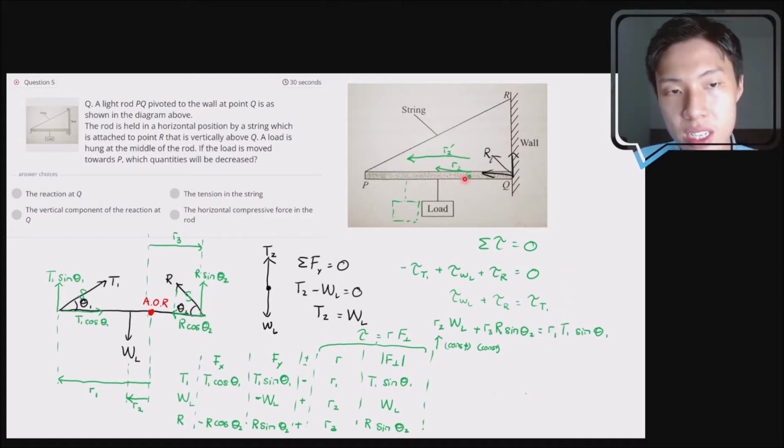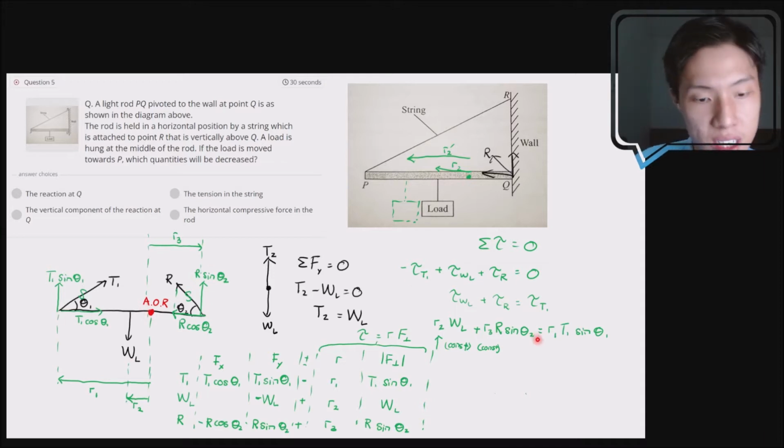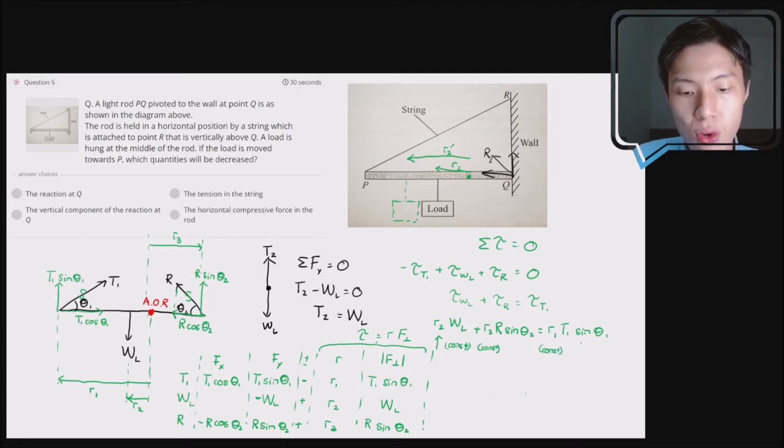R1 here is the distance from the axis of rotation to T1. That one is fixed. Your tension is always exerted at the far end. You always set this point as the axis of rotation. Therefore, the R1 is fixed, so this one is constant. You don't know how the tension will change. It might get greater, it might pull greater, or it might be weaker tension. You don't know, so leave it blank.